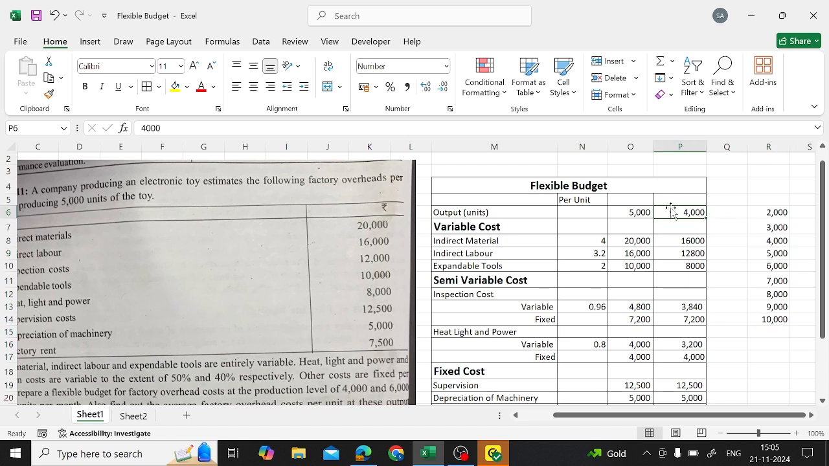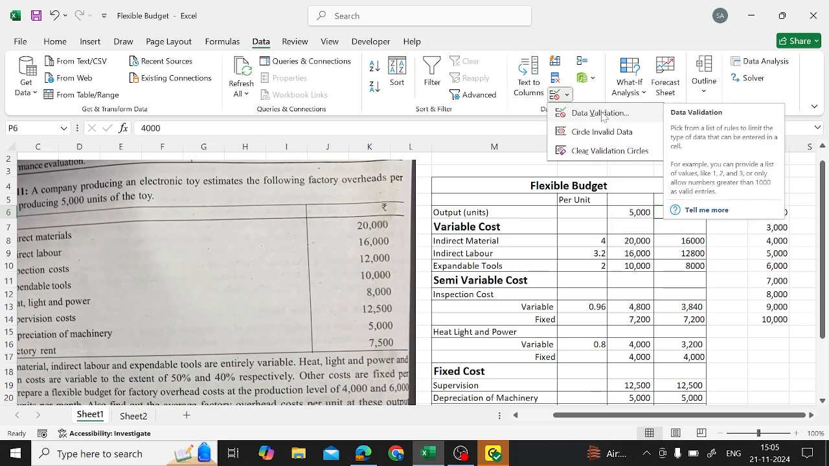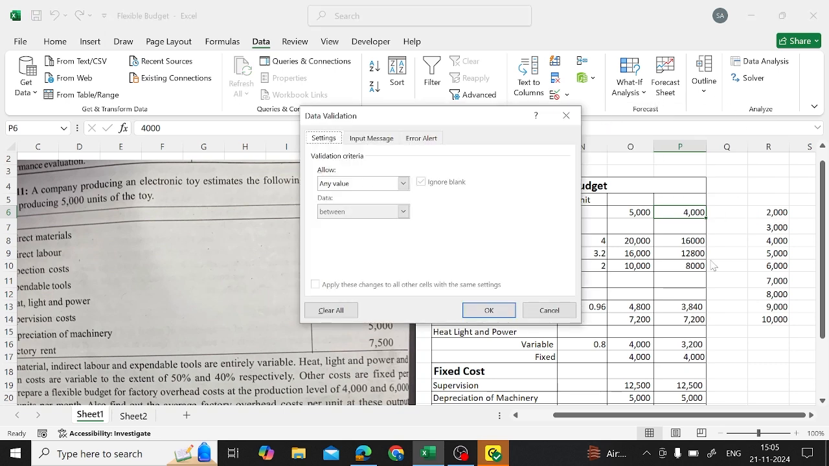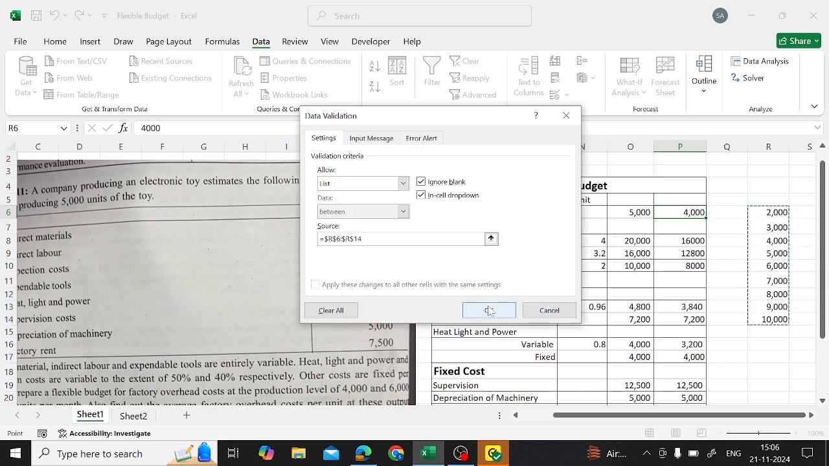Now select this cell where you have written the units of output. Go to data. In the data, you have to go to data tools. I again repeat, select the cell where you have written the output and then go to data. In data, you have data tools. Select here and click the data validation. So as you click the data validation, a window will open where you have to allow, and here at allow, you have to allow list. Okay, you have to allow list. Now go to source. In the source, you have to give the range of these outputs and then click OK.